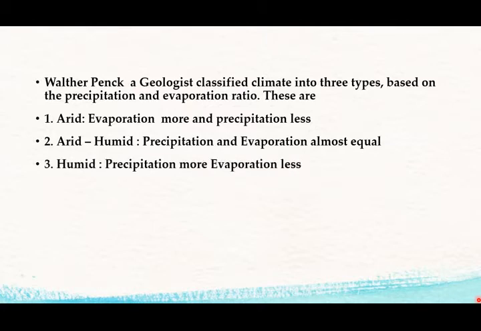Then the third climate is humid climate. In humid climatic conditions, the rate of precipitation is more than that of evaporation. Hence, the atmosphere is almost saturated with water droplets. Hence, we'll have a humid type of climate.